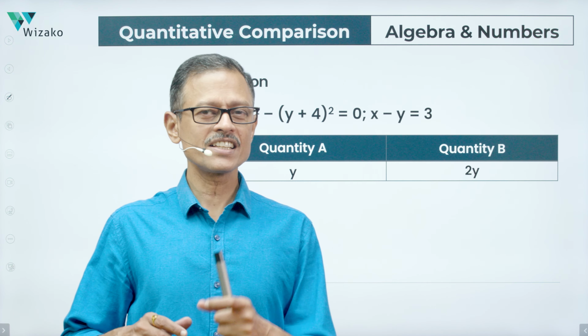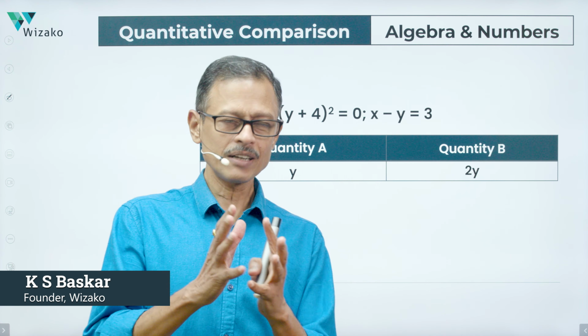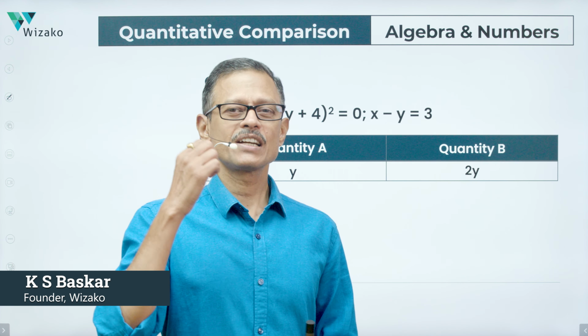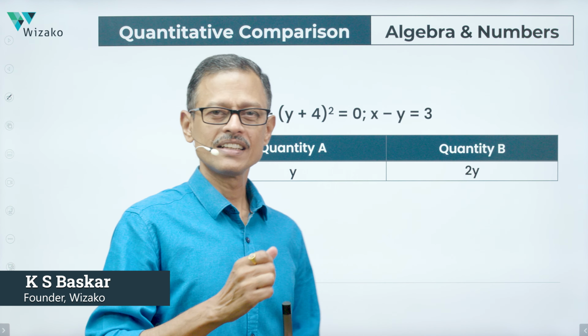Hi everyone. This is an interesting GRE quantitative comparison question. The concept tested is algebra because we see equations here, and also a little bit of number properties thrown into it. It's a very interesting question. Let's take a look at the question.